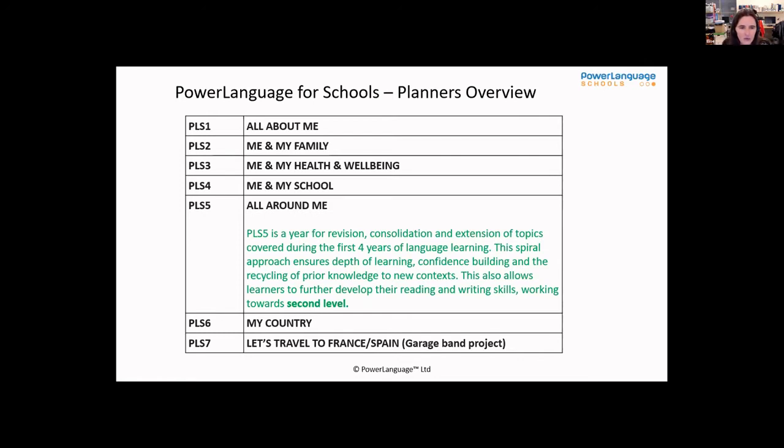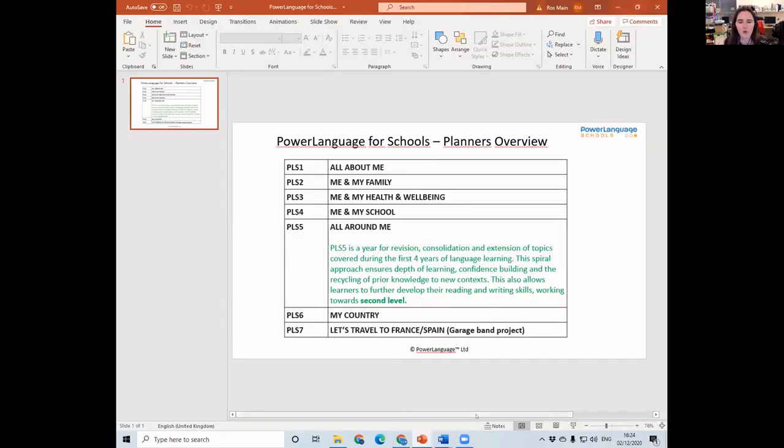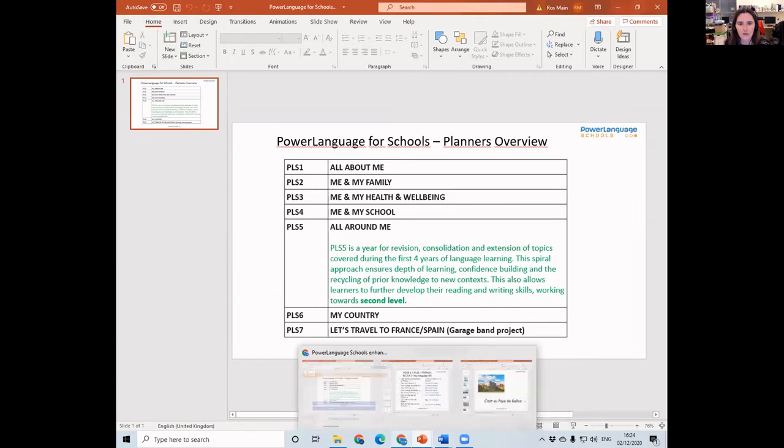And then PLS5, we've got a year that's a bit of a revision year where we extend topics covered during the first 4 years of language learning, and extend also the pupils' reading and writing skills. Okay. PLS6 is called My Country, so we cover people, traditions, and places. And then in PLS7, we've developed a GarageBand project where we virtually take the pupils over to France or Spain. So that's to show you the overview of the 7 years of the planners.